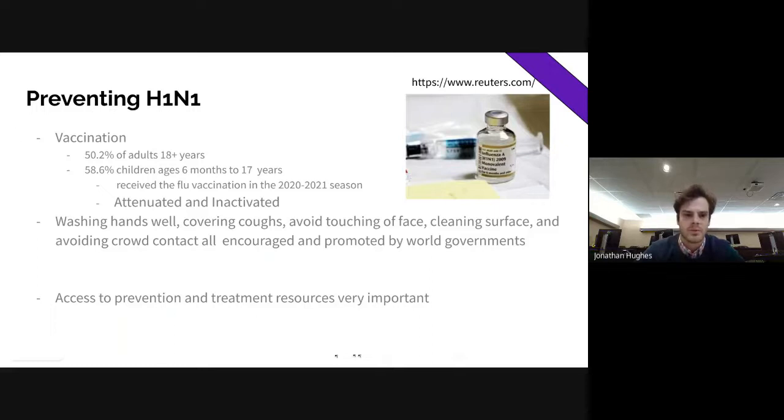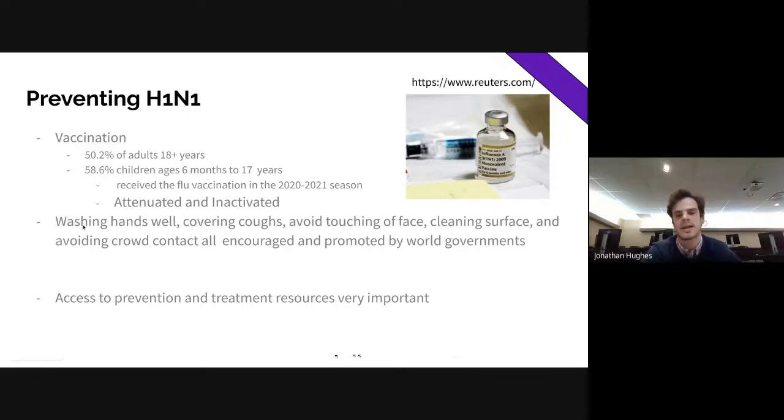So how can we prevent H1N1? The main way is through vaccination. A large percent, as you can see here, of the population are vaccinated yearly. There are two different types of vaccinations that people can be administered. There's the attenuated version and the inactivated version. Attenuated just means a weakened version of the virus that can't really cause any symptoms, but still gets that immune response to act against the virus. And then inactivated viruses are just dead viruses that will still start an immune response.